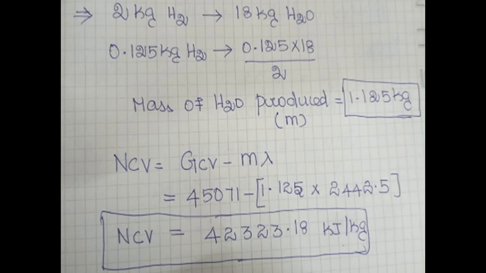Next we are going to calculate the NCV value. Use the relation NCV is equal to GCV minus m lambda. GCV and lambda values are given data, m value is the calculated value. Substitute all these values to determine the NCV value. Finally, we get NCV is equal to 42323.18 kilojoule per kg. Thank you for your attention.